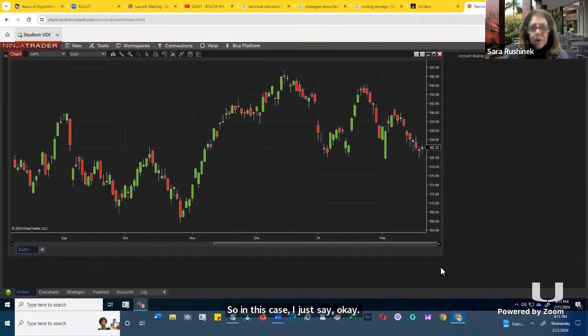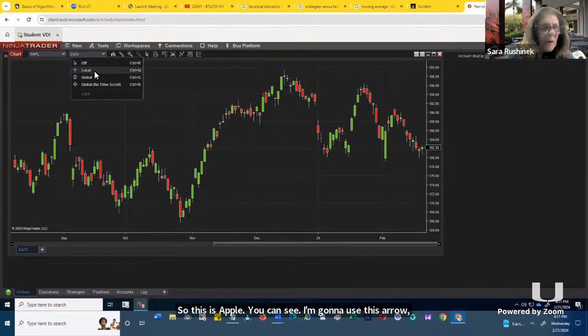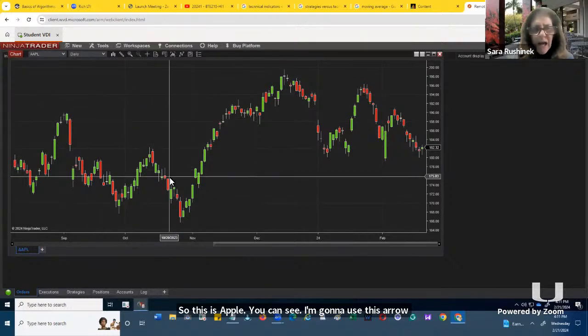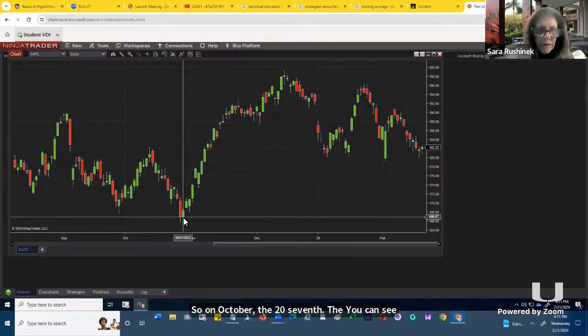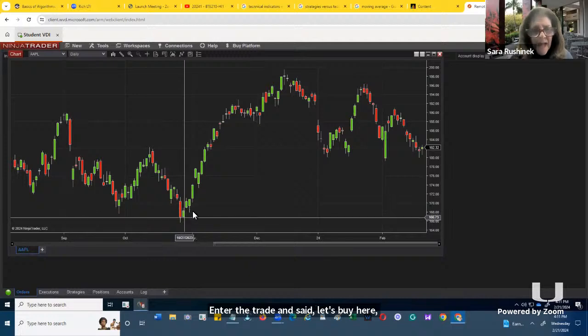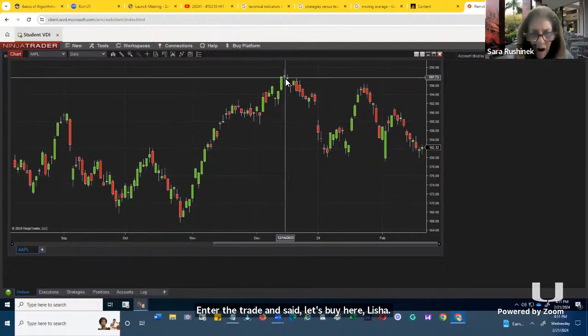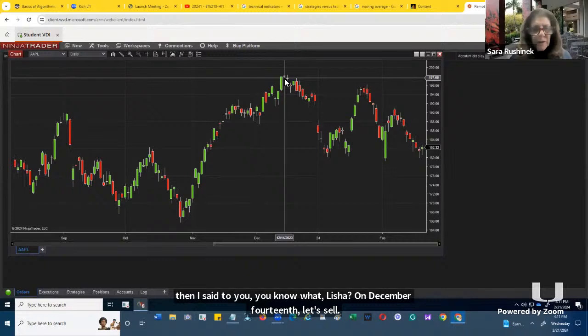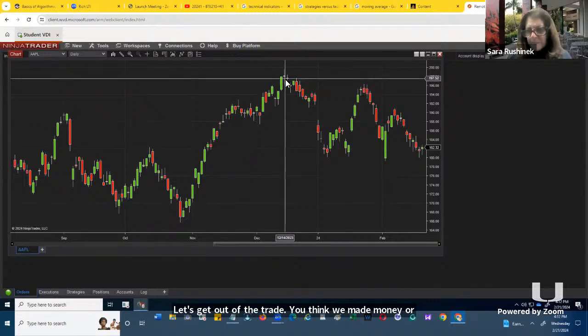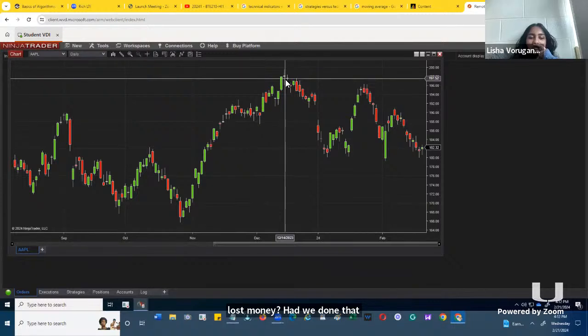So this is Apple. You can see I'm going to use this arrow right here. And that's why it's good to practice and do it while I'm doing it. In this case, Leisha, we're looking at historical data. So on October 27th, if I entered a trade and said, let's buy here, and then I said to you, on December 14th, let's sell, let's get out of the trade. Do you think we made money or lost money? Had we done that? Made money, right?